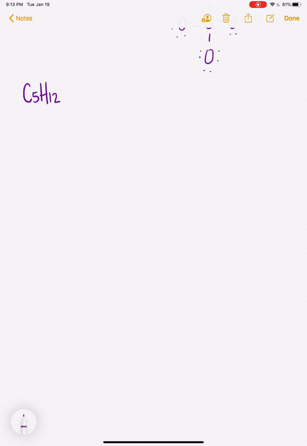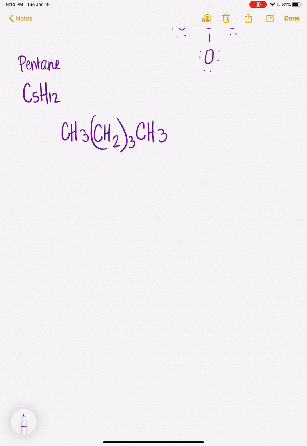Or we would write it CH3, CH2, 3, CH3. Okay, that's the molecular formula of that. So when I draw this molecule, this pentane, I do it kind of like the groups say.